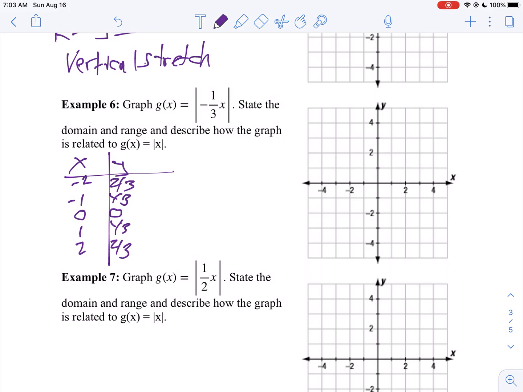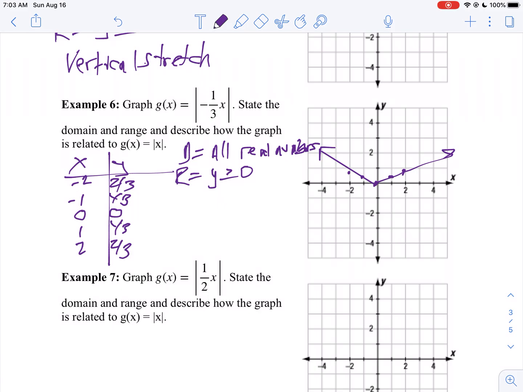So negative 2 and 2/3, negative 1 and 1/3, 0, 0, and I know it's symmetric. So this domain is all real numbers. My range is y is greater than or equal to 0.